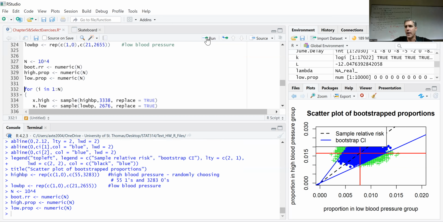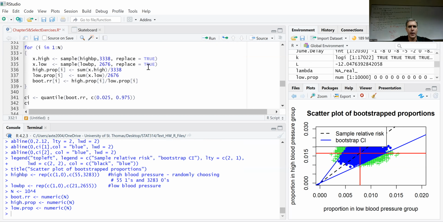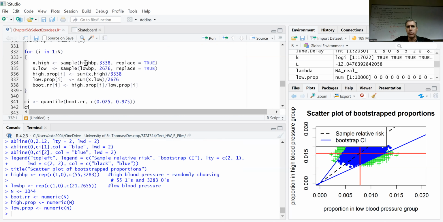Now, the high proportion vector is going to record the proportion of high blood pressure people who die in a given resample. The low blood pressure group will record the proportion of low blood pressure people who die from a given resample. All right, so here's the way we're going to do it. I've got this high blood pressure group that's randomly selected 55 of 3,338 people who have died. I'm going to resample 3,338 of them with replacement. I'm going to call that X dot high. Same thing for X dot low for the low blood pressure group.